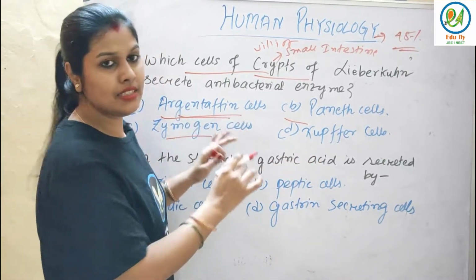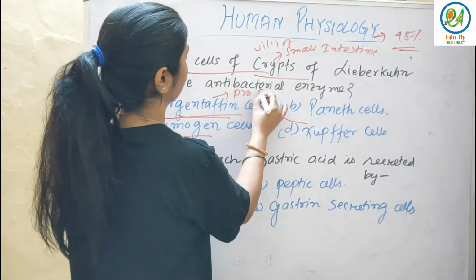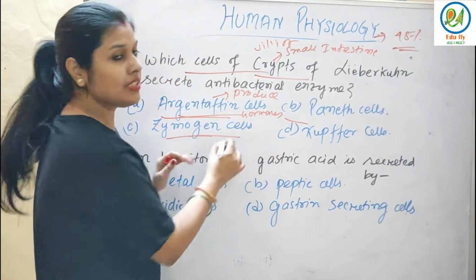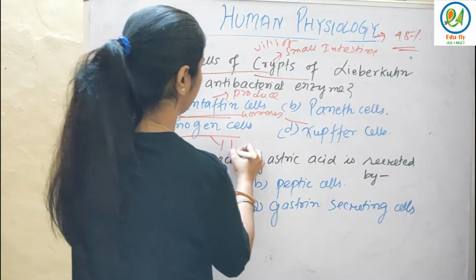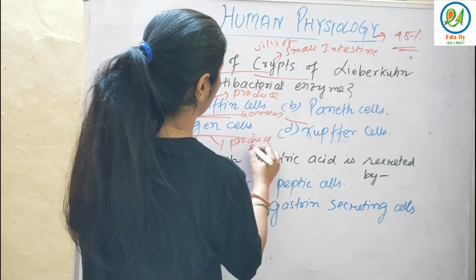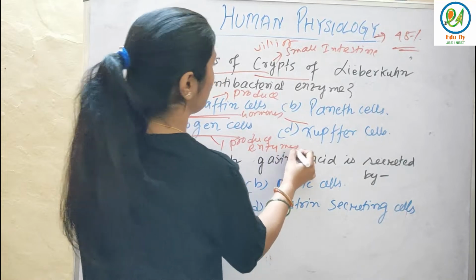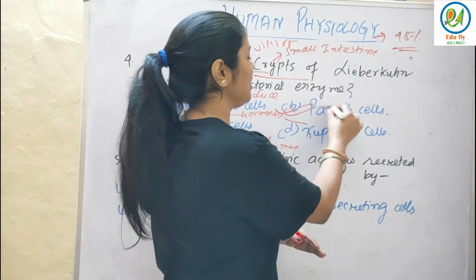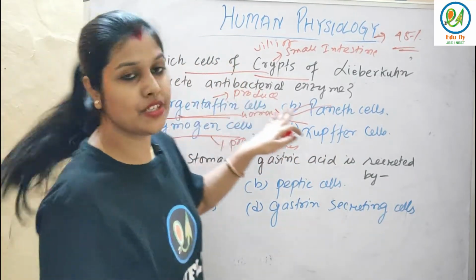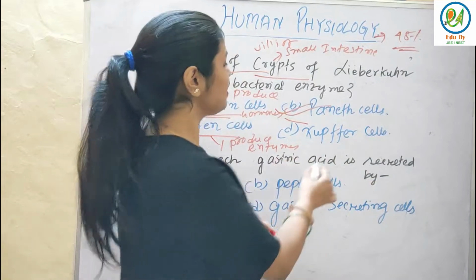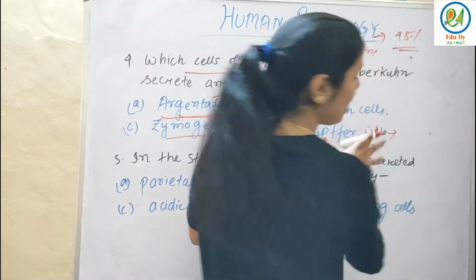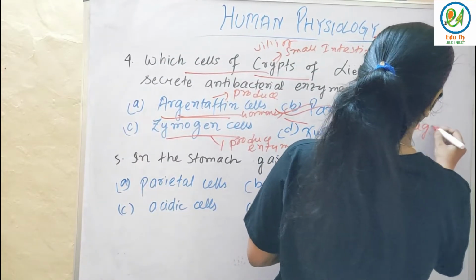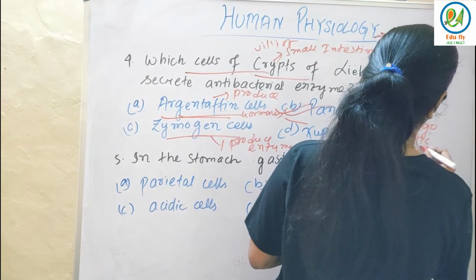See, argentaffin cells will produce hormones, and zymogen cells will produce enzymes. Done. And these Paneth cells are present in the villi of small intestine and thus help in the secretion of antibacterial enzyme. And the fourth is Kupffer cells. Kupffer cells are known as the phagocytic cells of liver.